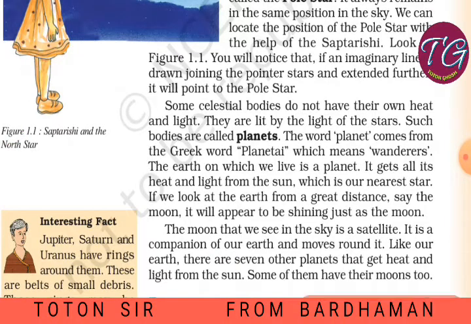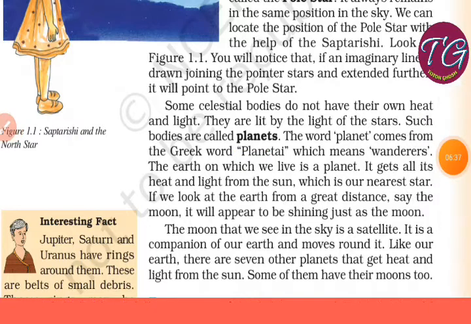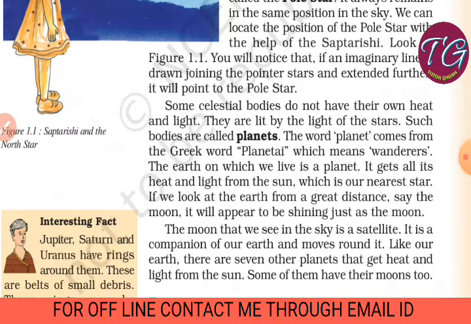Now, the next important topic is what are planets. Some celestial bodies do not have their own heat and light. They are lit by the light of the stars. Such bodies are called planets. So the difference between a planet and a star is that a planet has not its own light and heat, whereas a star has its own light and heat.